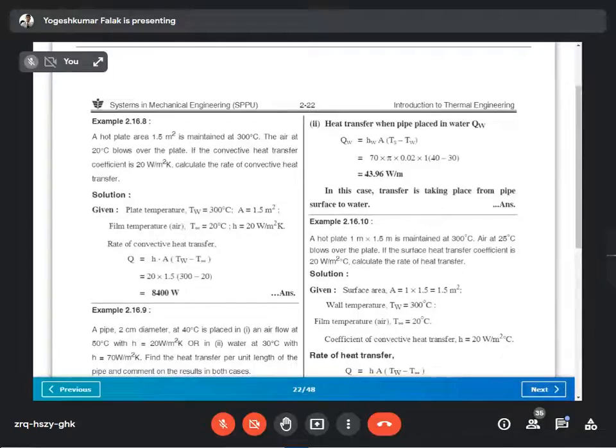2.16.10. A hot plate, 1 meter by 1.5 meter, is maintained at 300 degrees Celsius and air at 25 degrees Celsius blows over the plate. If the surface heat transfer coefficient is 20 W/m² °C, calculate the rate of heat transfer. This is the same numerical I am giving you; you just need to calculate the area in this case.